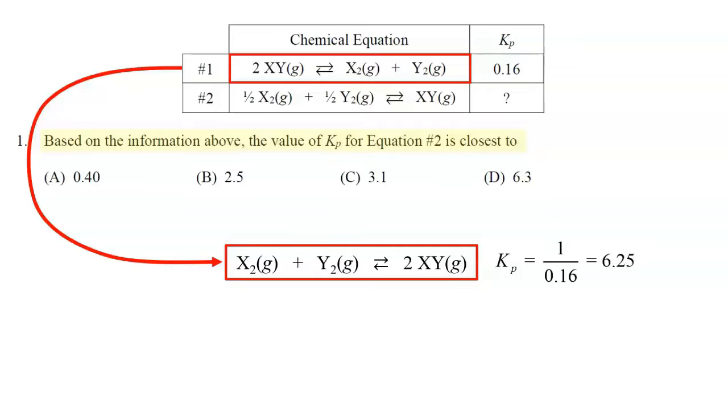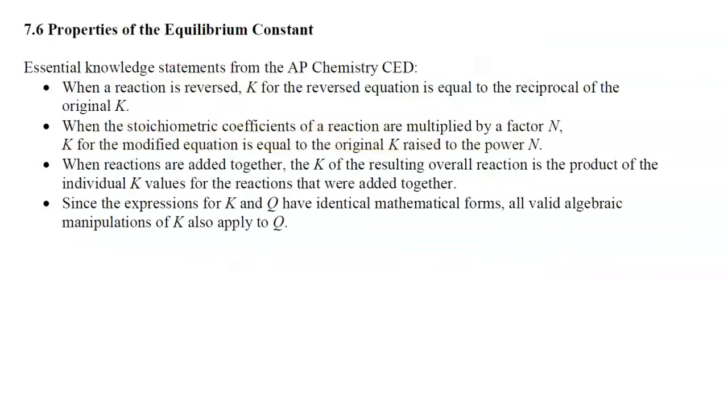Now that's not our final answer to question 1 because we still have to deal with the coefficients. So right now, the coefficients in that reversed version of equation number 1 are 1, 1, and 2. And as you can see in the table above, the coefficients for chemical equation number 2 are actually 1/2, 1/2, and 1. So another essential knowledge statement in topic 7.6 says that when the stoichiometric coefficients of a reaction are multiplied by a factor n, then the equilibrium constant K for the modified equation is equal to the original value of K raised to the power n.